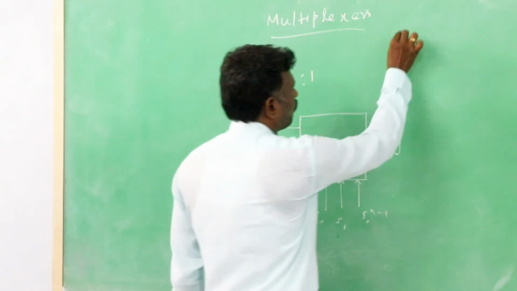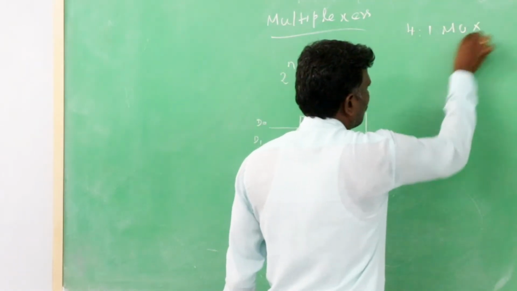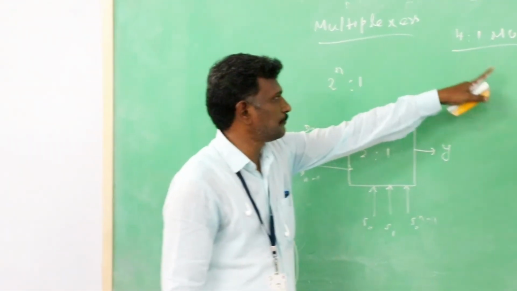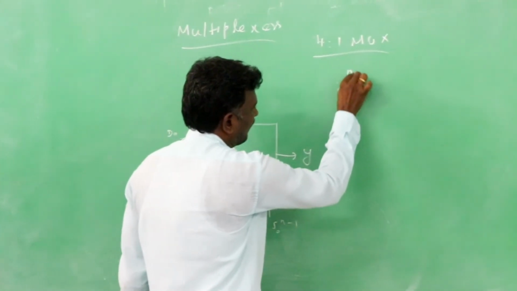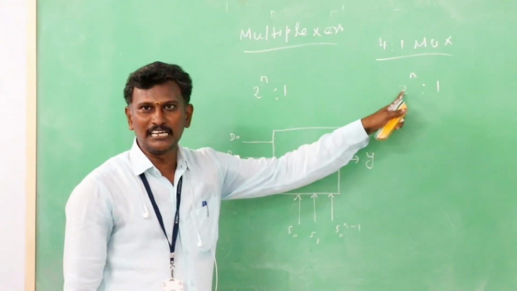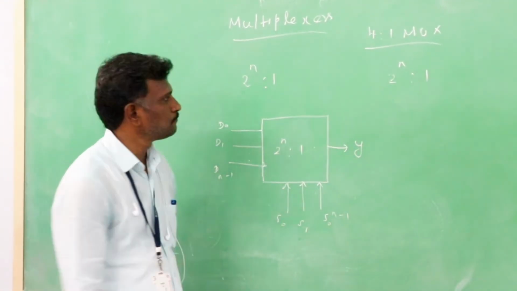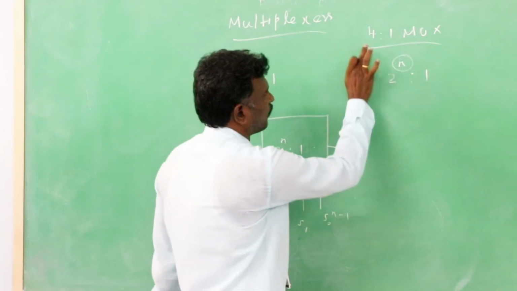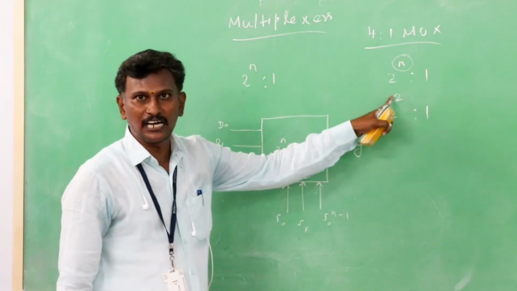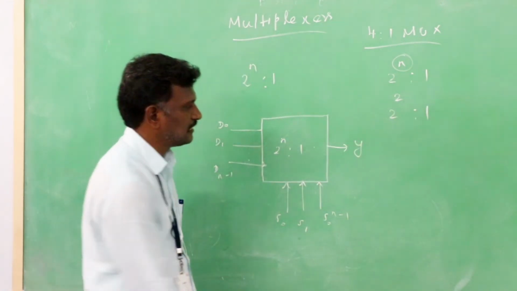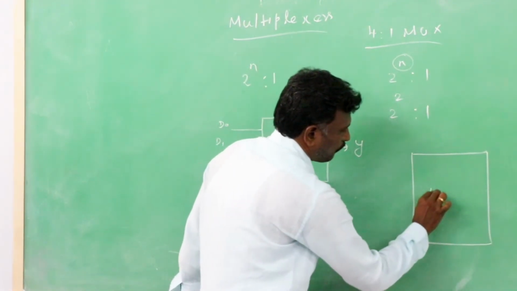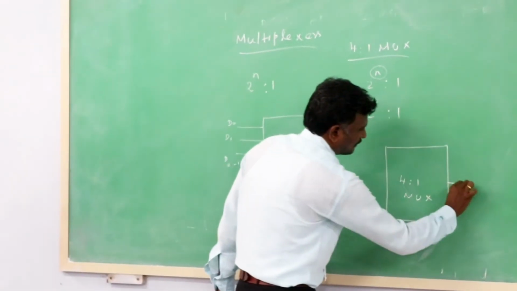For example, a 4:1 multiplexer. Design a 4:1 multiplexer. The formula for a multiplexer is 2 power n:1, where n is the number of selection lines. So here there are 4 inputs, so 2 power 2:1, which means the number of selection lines is 2. So this is the basic logic diagram of the 4:1 mux with a single output Y.